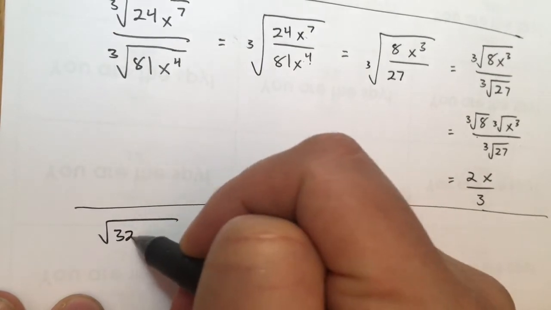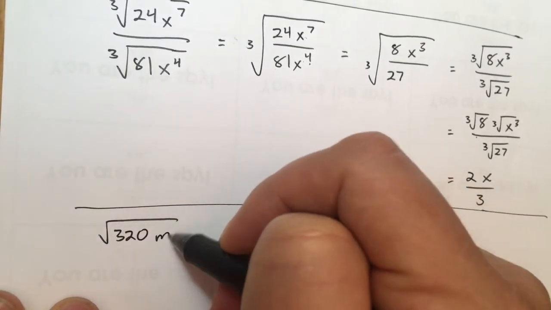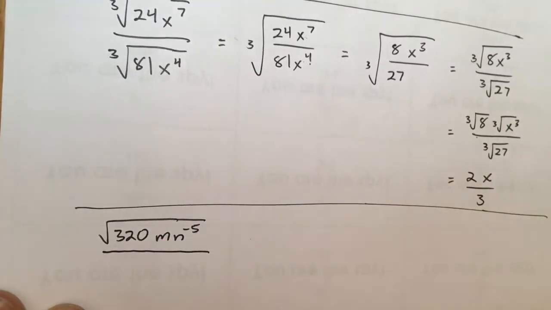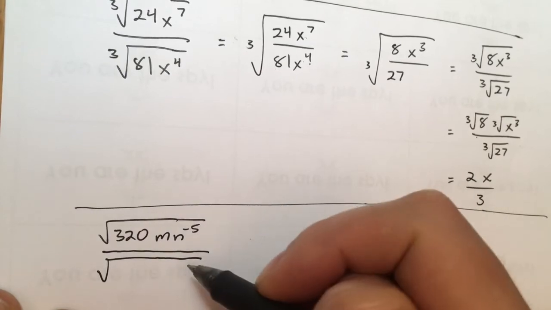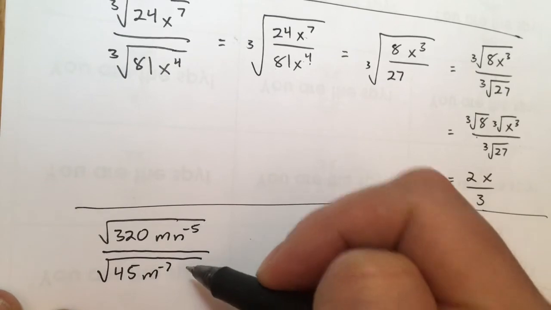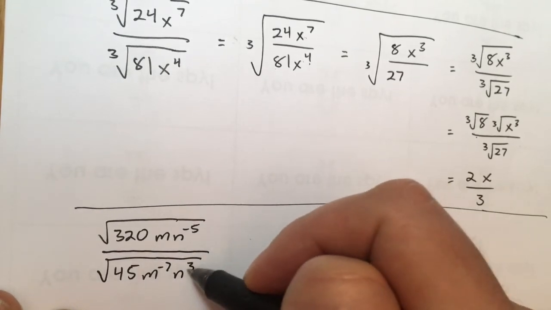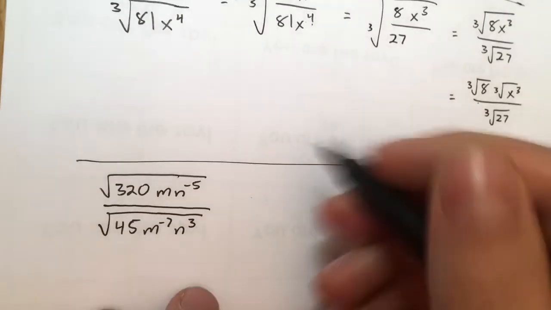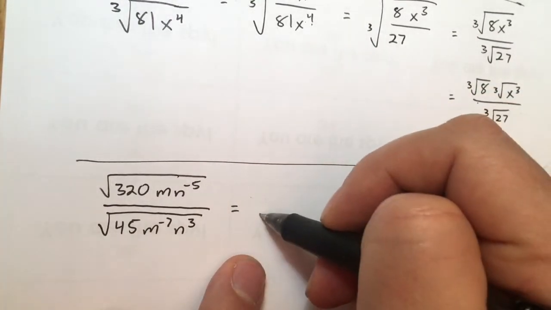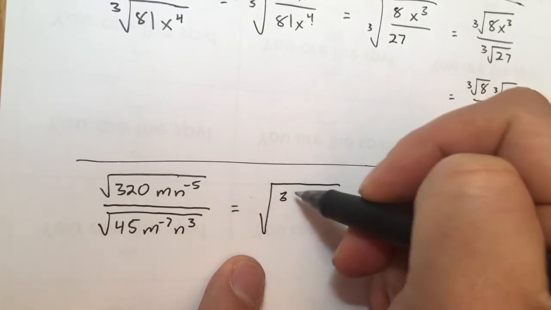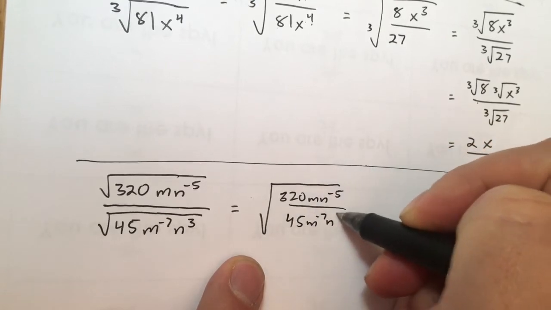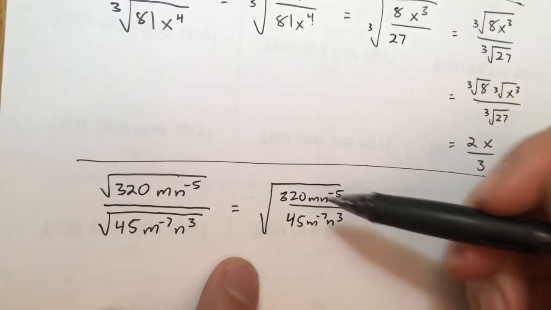The square root of 320mn to the negative 5 divided by the square root of 45m to the minus 7 n cubed. Okay, so let's see here. Let's pull this together. It is one big square root, so we've got 320mn to the minus 5. So let's simplify this.